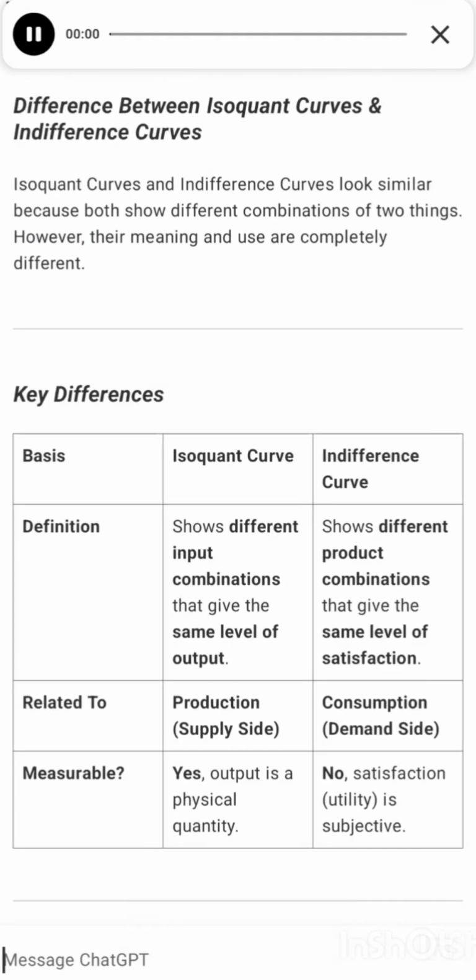Difference between isoquant curves and indifference curves. Isoquant curves and indifference curves look similar because both show different combinations of two things. However, their meaning and use are completely different. Key differences: isoquant curve, indifference curve.